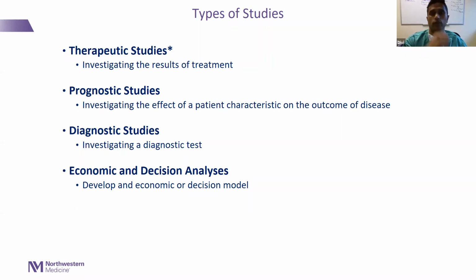For example, these are mostly what we do in surgery. We're assessing the results of a certain surgery or a certain technique, certain approach, or use of a certain implant or biologic in the patient. Prognostic studies investigate the effect of a patient characteristic on the outcome of a disease. These could be within orthopedics, but mainly are within the realm of medicine. And you have diagnostic studies, investigating a diagnostic test. Again, this could also be within the realm of orthopedics, but less likely. And then you also have economic and decision analyses.